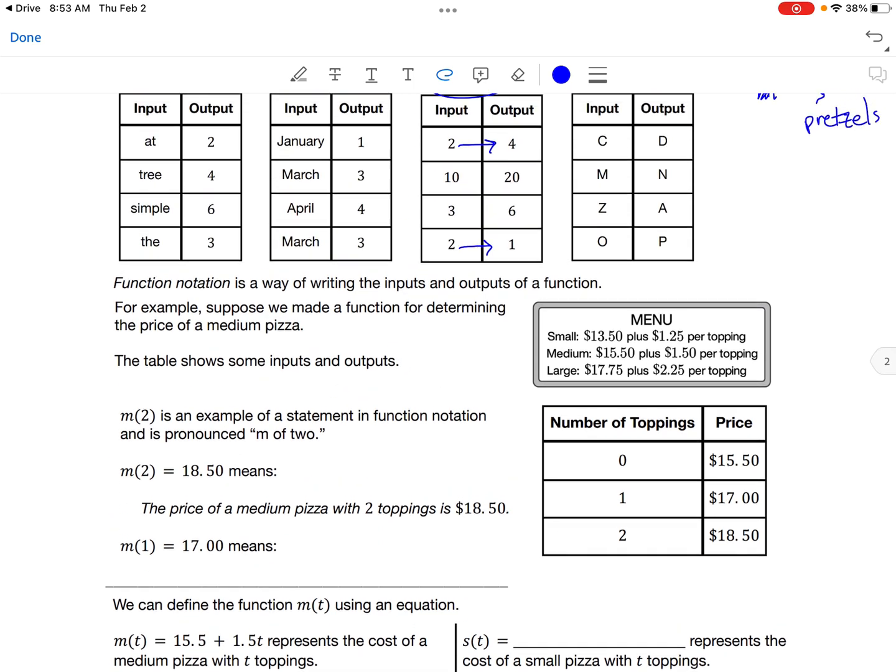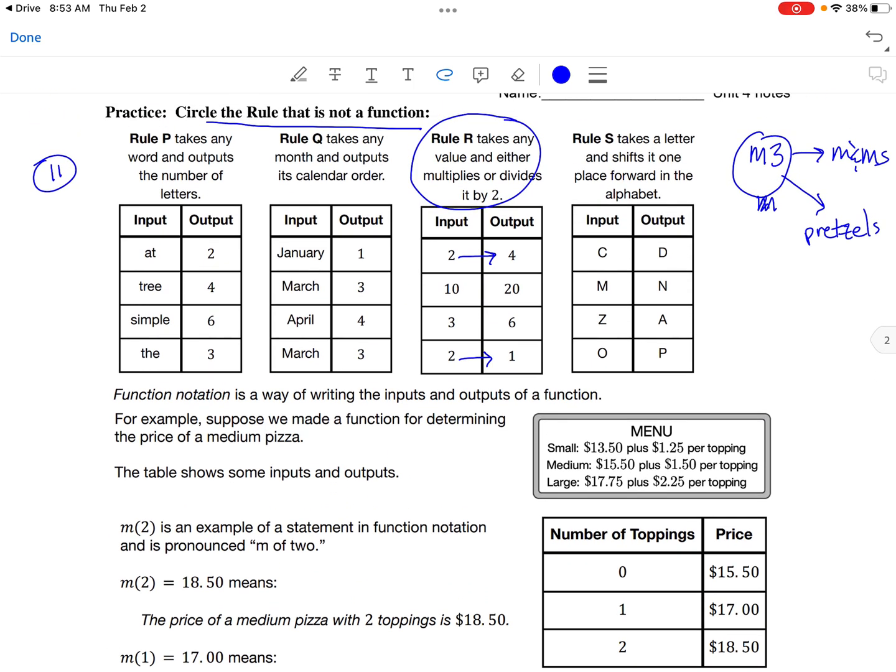Okay, all of these other ones, if you look through, do have that, they are a function. Notice this one here, you take any word and output the number of letters. So whenever you put in "at," it's always going to put out 2. There's always 2 letters in "at."